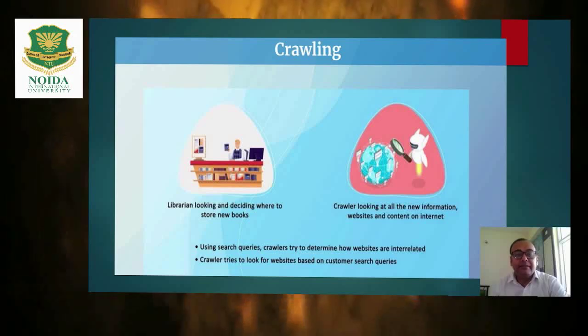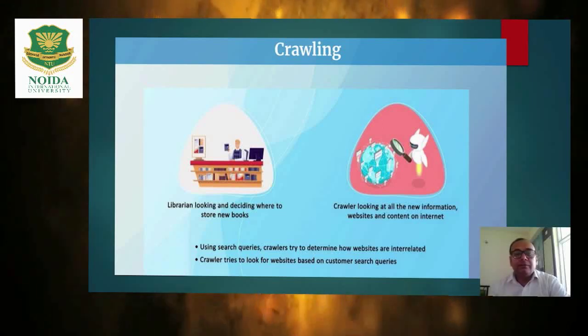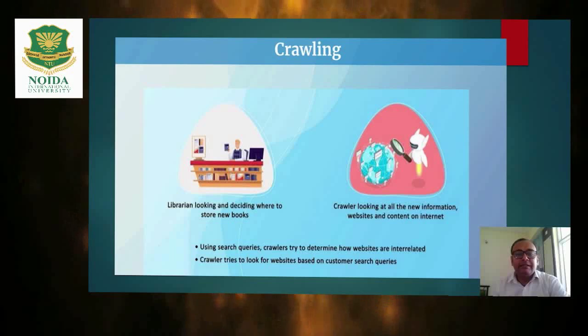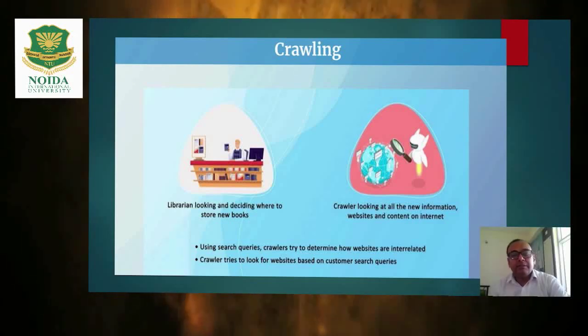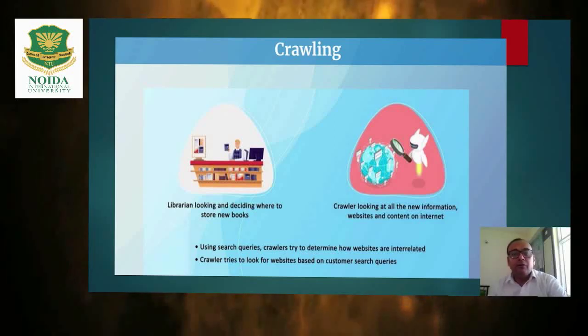Like if you provide any information regarding finding a new hotel, there must be interrelated things that go with it. And the crawler looks for websites, as I told you, based on customer search queries. If I try to find a hotel in Goa, what the crawler does is give me access to websites that can provide hotel rooms to me.